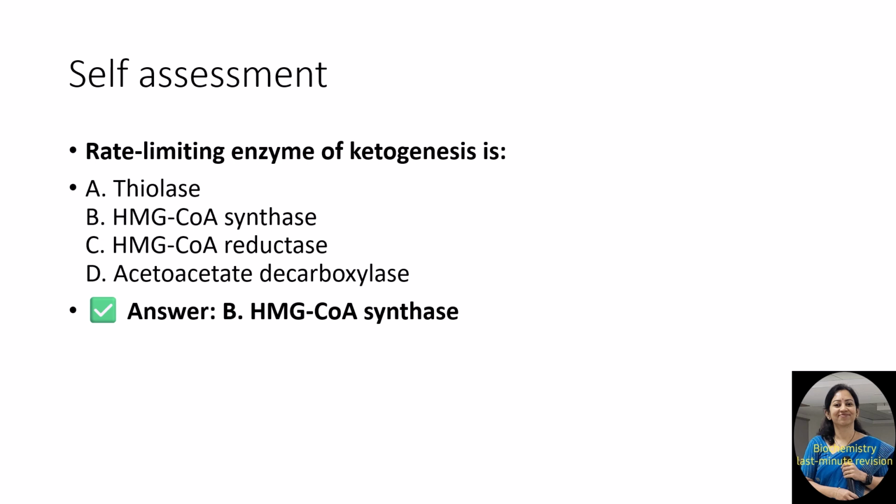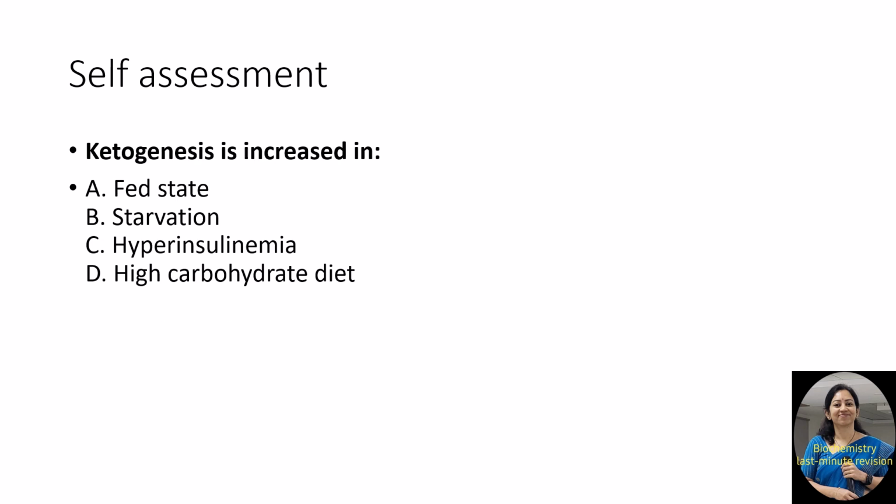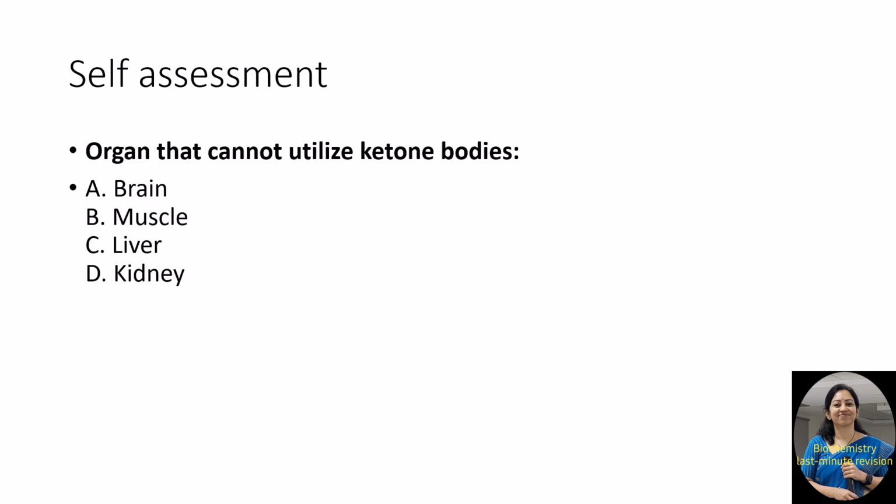So it is slightly confusing. You should read the stem of the MCQ properly, and the keys of the MCQ also. Ketone bodies are formed from acetyl-CoA. Ketogenesis is increased mainly in starvation, so it does not occur in the well-fed state, and under the influence of insulin, ketogenesis does not occur. So it mainly occurs in starvation.